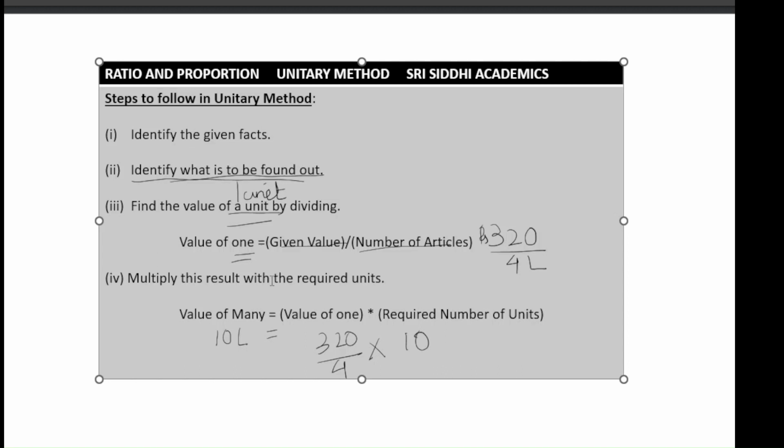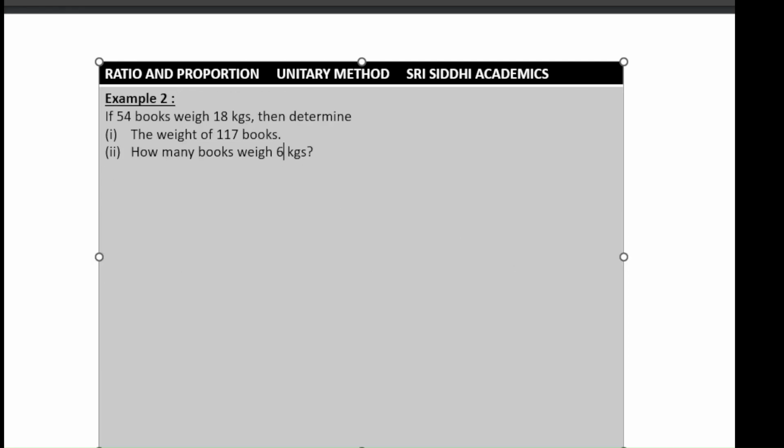Okay, now let's go to another example to get a strong hold on the steps that we need to follow. The example says: if 54 books weigh 18 kgs, then determine the weight of 117 books. Now first again we will write the given. What is given to us? Given is that 54 books weigh 18 kgs.